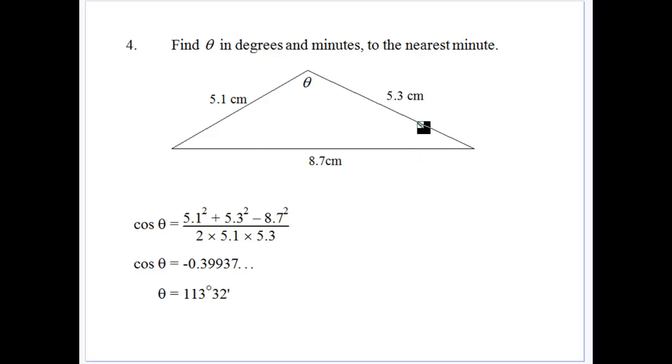Three sides here, and we need to find the angle. That means it can only be the cosine rule, because once we've got three sides and no angles to work with, then it must be the cosine rule. So 5.1 squared plus 5.3 squared minus 8.7 squared, because that's the side opposite the angle we need, over 2 times 5.1 times 5.3. We get a negative. Remember, it's not a problem because it means it's going to be an obtuse angle, which makes sense because we're opposite the largest side in that problem.